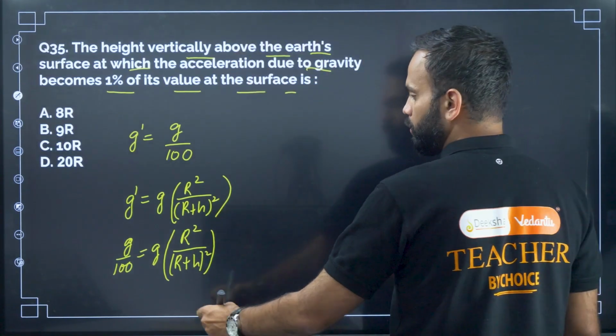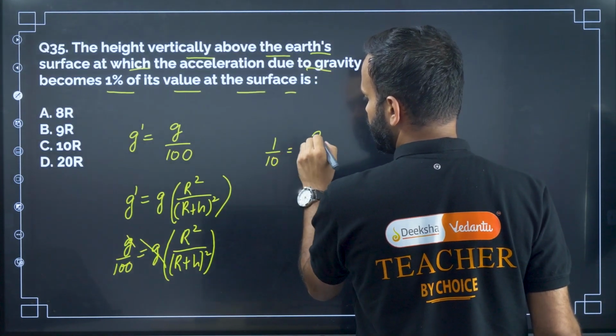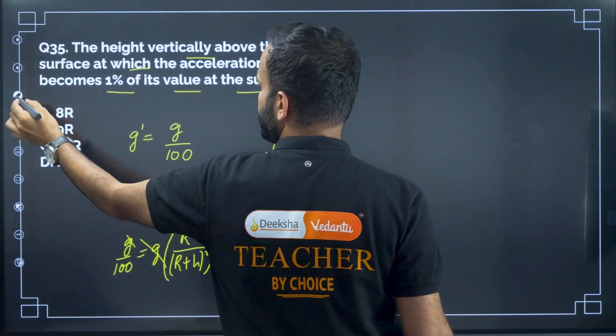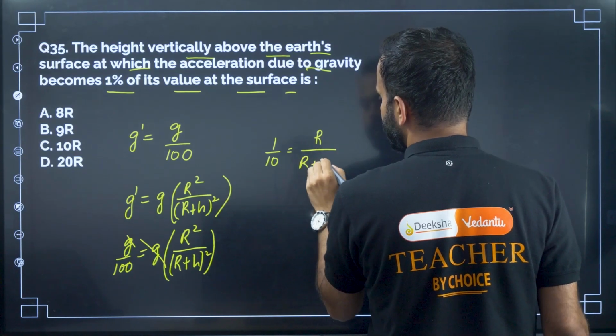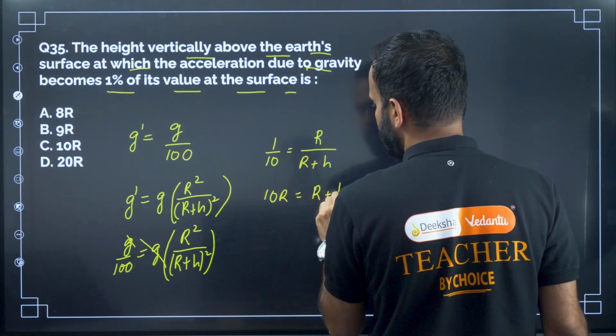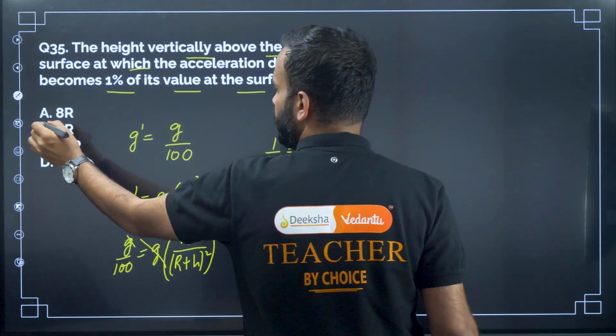Now take the square root on both sides. Here g will get cancelled. So 1 by 10 is equal to r divided by r plus h. So now 10r is equal to r plus h. So h equals 9 times r. So the correct option is B.